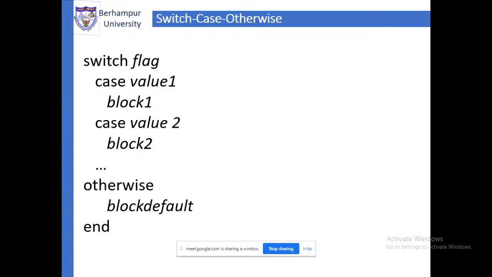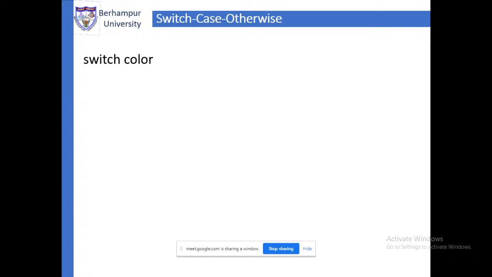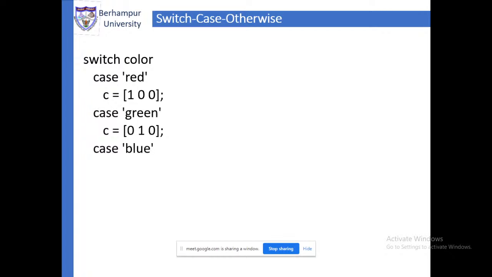Let us see one example for this. Switch color. So you are switching the color. Case red: if color is red, then C is equal to 1 0 0. Case green: color is green, then C is equal to 0 1 0. If color is blue, then C will be 0 0 1.